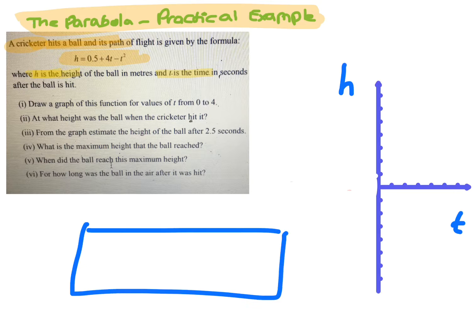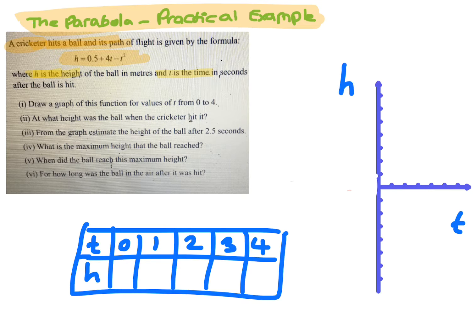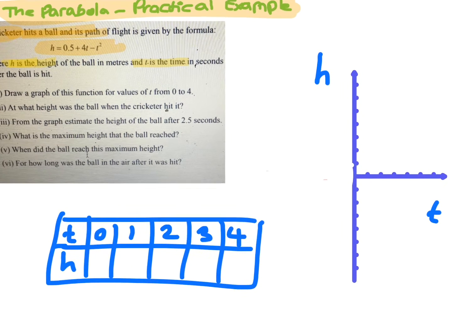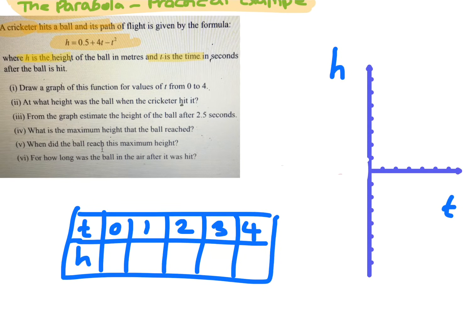So if we're doing a table of values here and we have time and we have the height, we're going to go 0, 1, 2, 3, 4. So on that number plane there, you can see we will have 0, 1, 2, 3, 4. There's 5. And the heights, we're just going to calculate them. So if you put the values into this here, you go h equals 0.5 plus 4 times 0 minus 0 squared, which gives you 0.5.